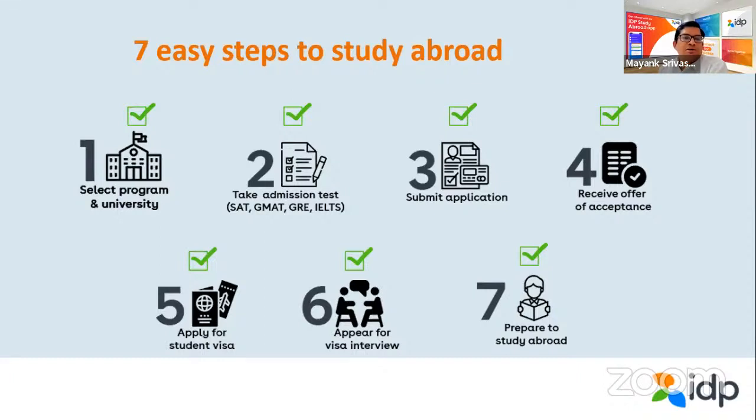Then students can plan for certain admission tests like SAT, GMAT, GRE, IELTS, or other English language examinations. Then you can submit your application with all credentials. The fourth step is that you will get an offer and then you can accept the offer. Then you will apply for a visa, and certain countries like the USA conduct a visa interview. And then you can plan your study abroad, with departure from India to that particular destination. So these are the steps in which IDP will help you, and these steps have to be taken by every student.